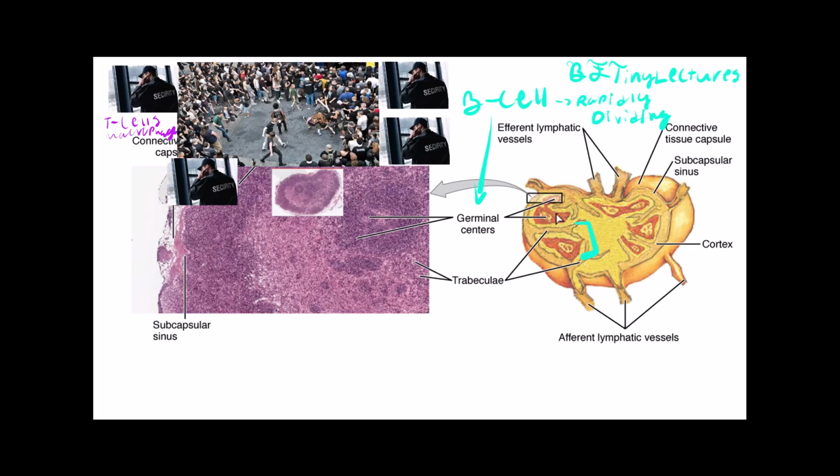Around the germinal centers are called trabeculae. In trabeculae, they just keep one mosh pit separated from the other mosh pit. They just keep one germinal center away from the other germinal center. So we have kind of like these little areas. So you might have mosh pit number 1, mosh pit number 2, just different areas inside the lymph node.